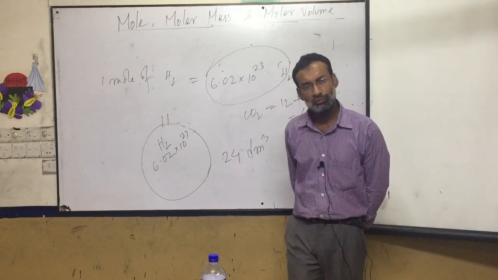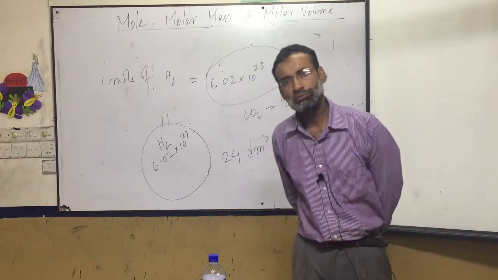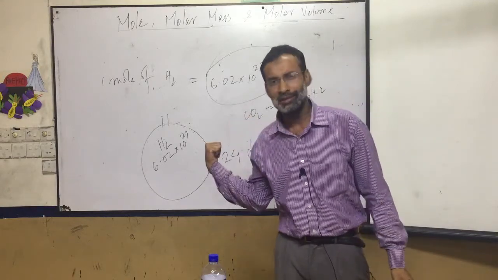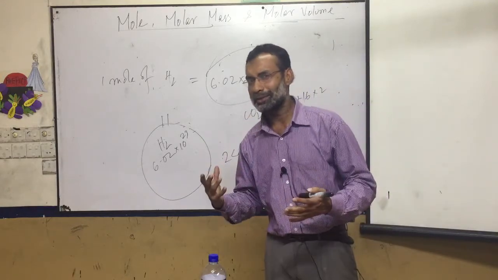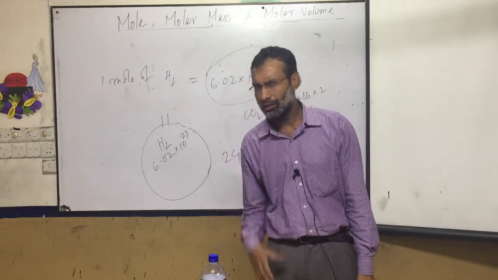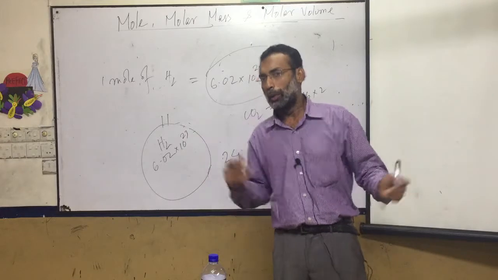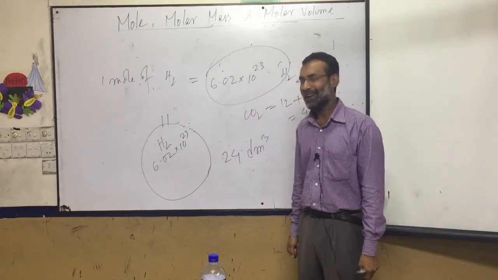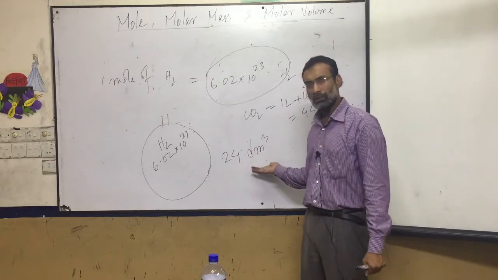But volume, what do you expect? Generally we may expect the volume should be a little less than 24 because carbon dioxide is bigger molecules and hydrogen smaller. Don't you think that the volume will be? No, the volume will be same. And this is interesting. Volume will be same, 24 dm cube.